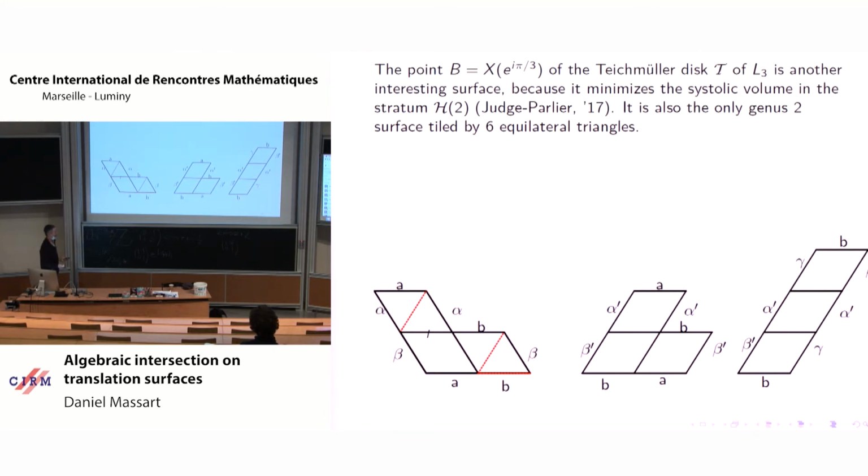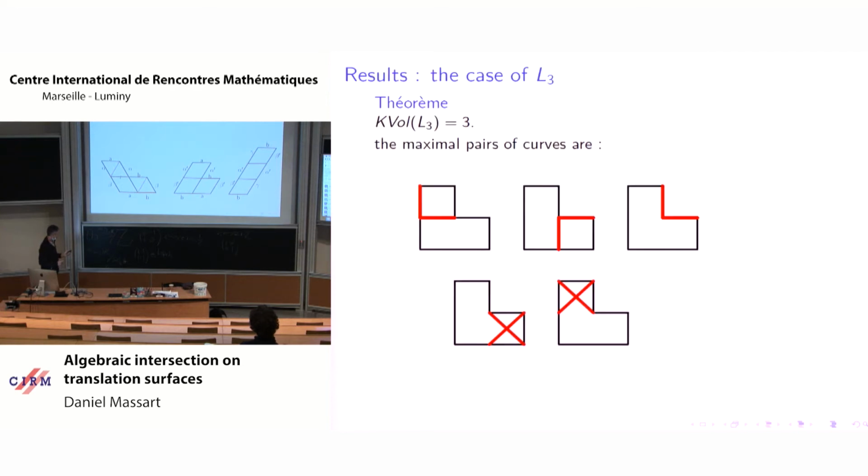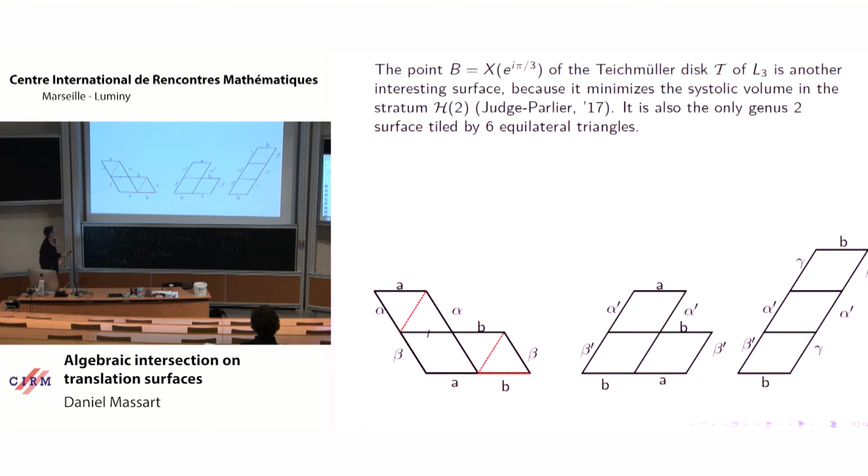So of course, you see this theorem and you hope, okay, I'm going to prove that this guy minimizes Bill in its stratum, or at least in its Teichmüller disk. And that's not how it's going to happen actually. Okay, so now I'm going to state a few results.